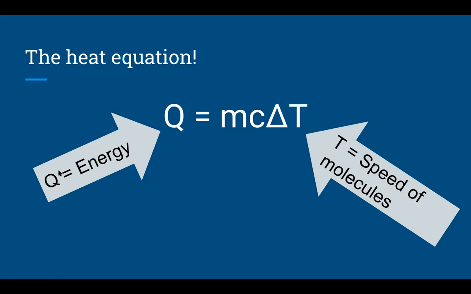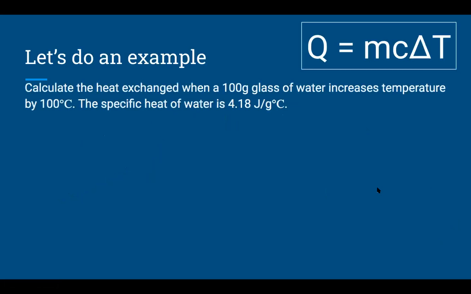A reminder, heat means energy. Q means energy. Q means heat. T is the speed of the molecules. Temperature means speed of molecules. Let's do an example here. Calculate the heat exchanged when a 100-gram glass of water increases temperature by 100 degrees Celsius. I'm giving you here, increases the temperature. Okay, it sounds like a delta T to me. The specific heat of water is 4.18 joules per gram Celsius.